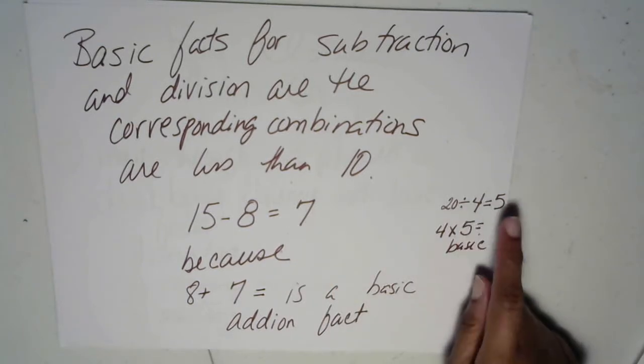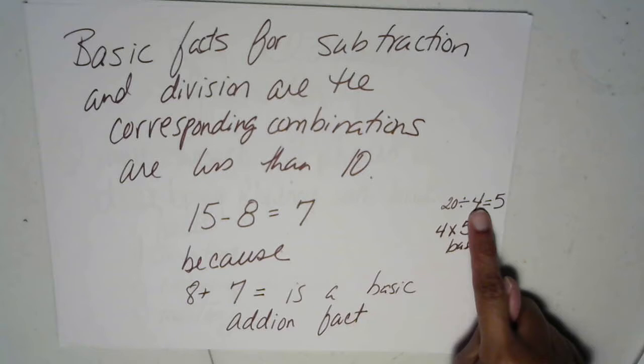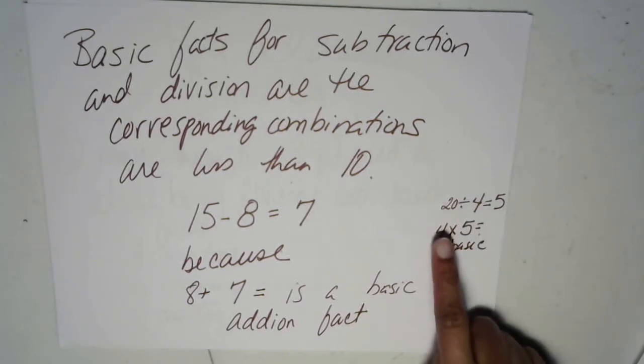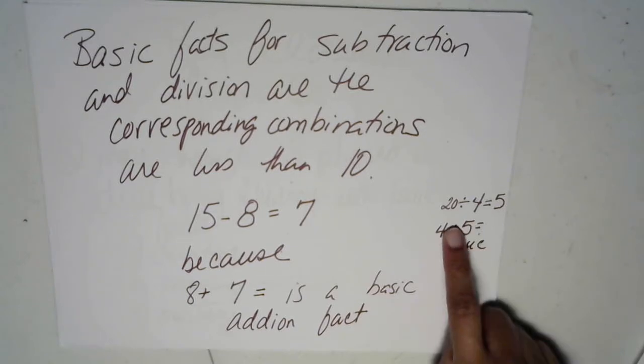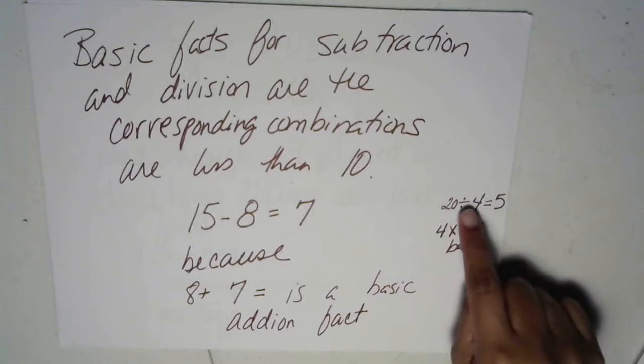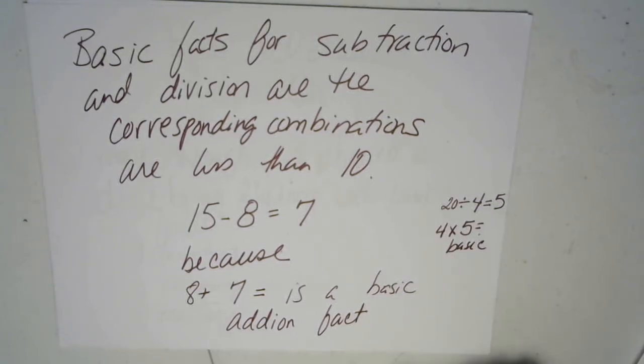Same thing with division. 20 divided by 4 equals 5. The opposite of division is multiplication. 4 times 5. Both of those digits are under the number 10. Therefore, this is a basic math fact.